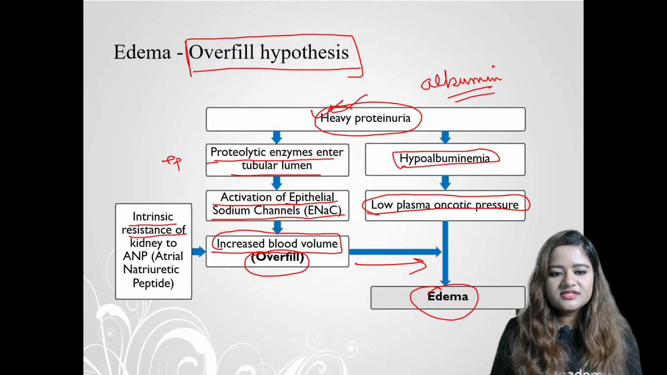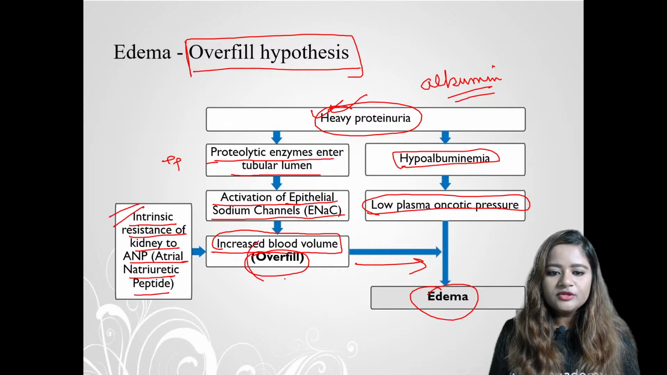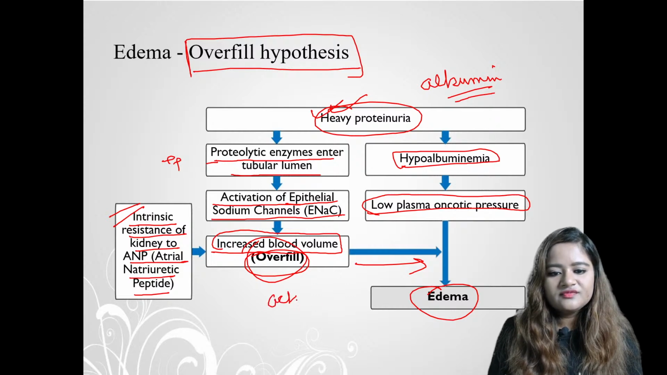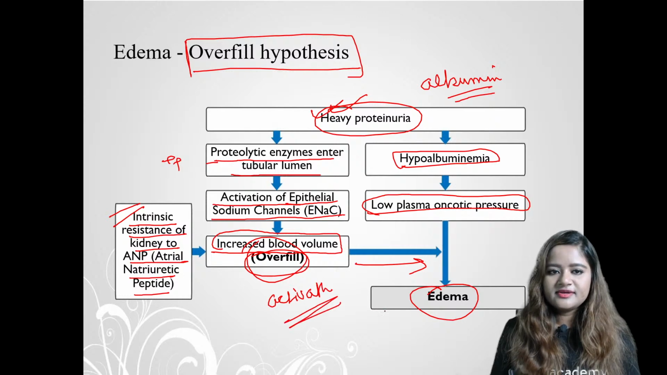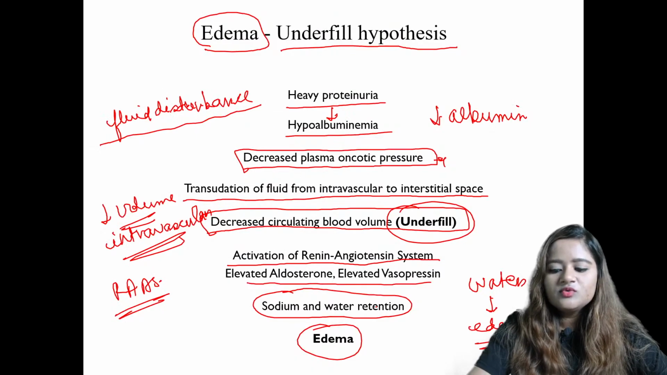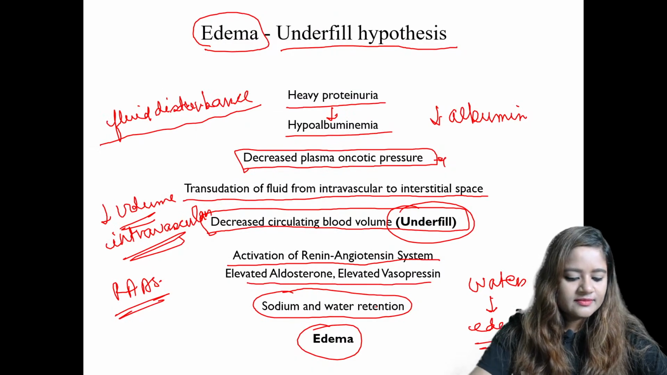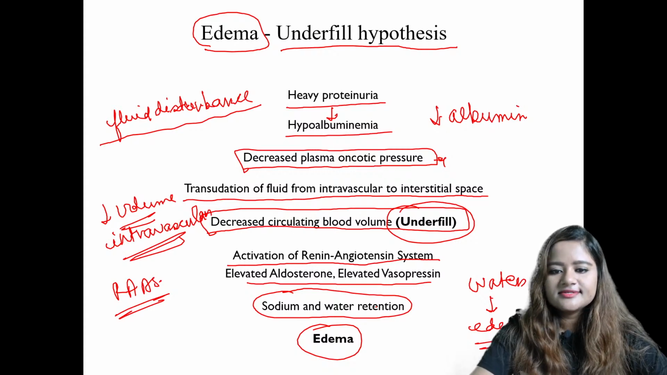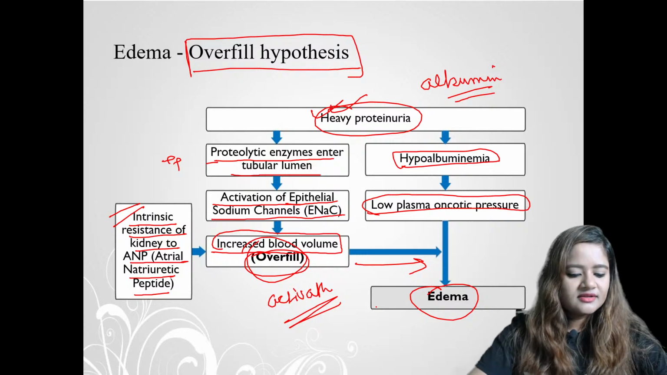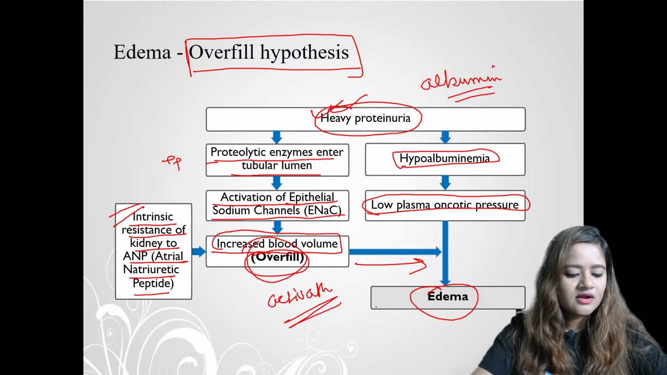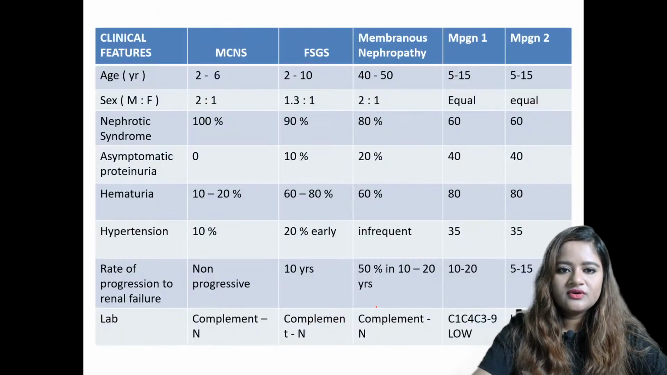There is intrinsic resistance of the kidney to ANP as well. So because of this, the overfill theory gets all the more activated. So activation of this overfilling can lead to direct edema. So this is also one hypothesis. You should just be aware of this. But the most important theory and the most important concept that is the cause of nephrotic is the underfill hypothesis, that is due to disturbance in the plasma oncotic pressure. But there is another hypothesis that you should be aware of, which is the overfill hypothesis that runs around the ENaC channel activity. All right.